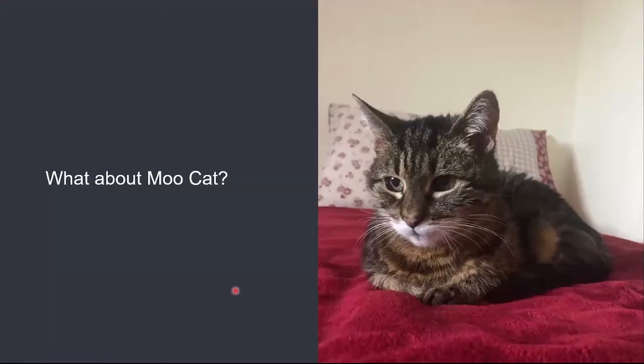So that's a run through of what urinalysis can do and how we can utilize that in the investigation of urinary tract disease. But let's go back to our case study about a little moo cat. What happened to her?